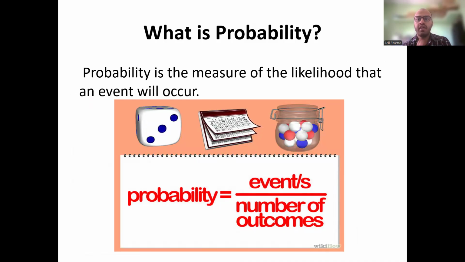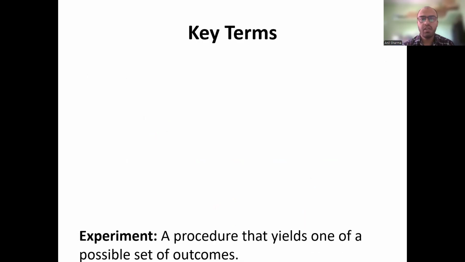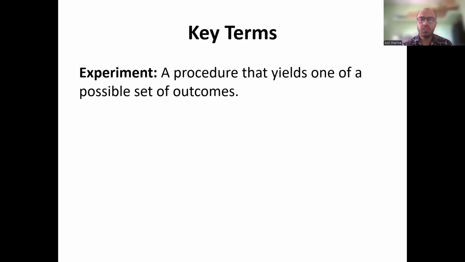Getting a head means a 50% chance, because tail is also possible side by side, right? So what are the key terms? This you need to understand. Experiment is what? Simply, I am tossing a coin, that is an experiment. I am rolling a dice, that is an experiment. I am taking a ball out of an urn, that is an experiment, right?